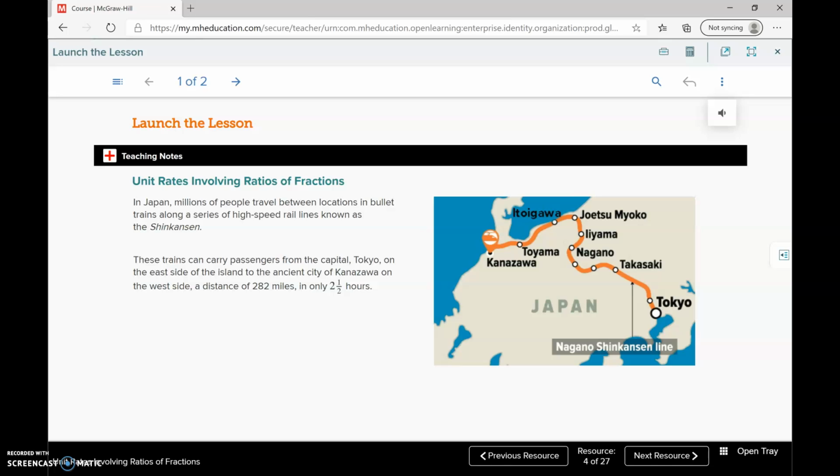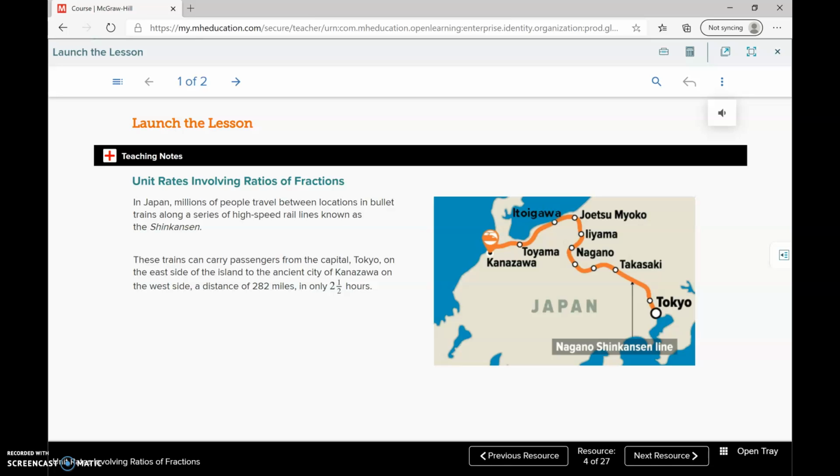In Japan, millions of people travel between locations in bullet trains along a series of high-speed rail lines known as the Shinkansen. These trains can carry passengers from the capital city of Tokyo, on the east side of the island, to the ancient city of Kanazawa on the west side, a distance of 282 miles in only 2.5 hours.